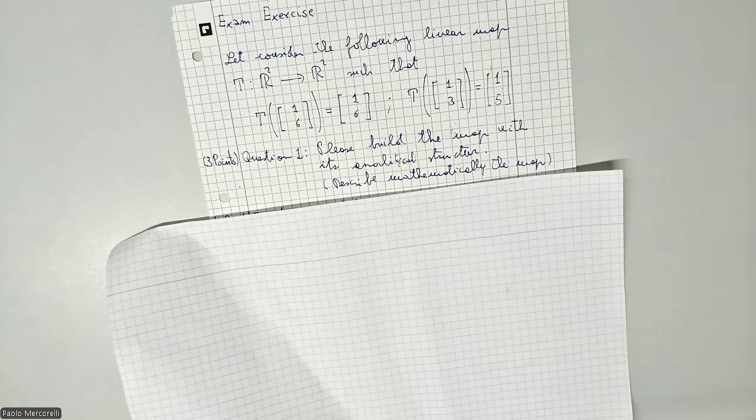And I'm giving you two pieces of information. The transformation of the point (1, 6), or better to say the vector (1, 6), is transformed into (1, 6). And the point (1, 3) is transformed into (1, 5). This is the data.